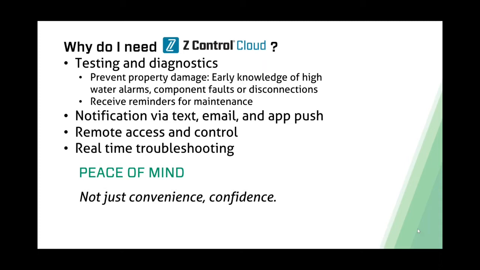And those reminders and alerts and alarms can all be received. You can set it up to receive them via text message, email, or app push. App push, if you're not familiar with that term, simply means that if you have the Z-Control mobile app installed on your phone, or any app installed on your phone, the little notification you get from the app is called an app push. So any of those are ways to be alerted about a device connected to Z-Control.